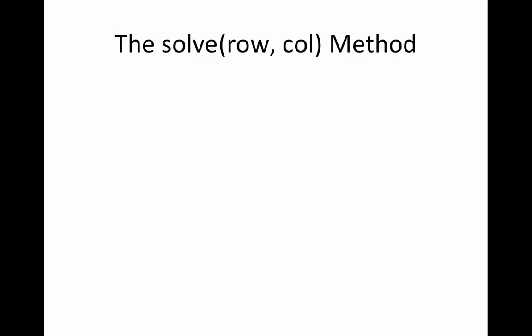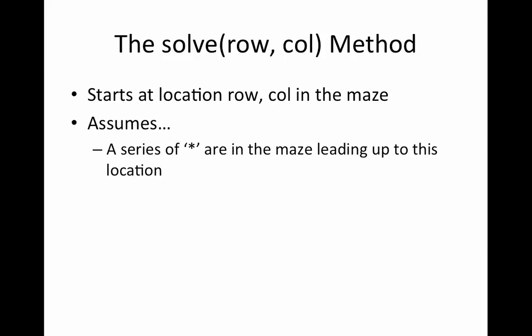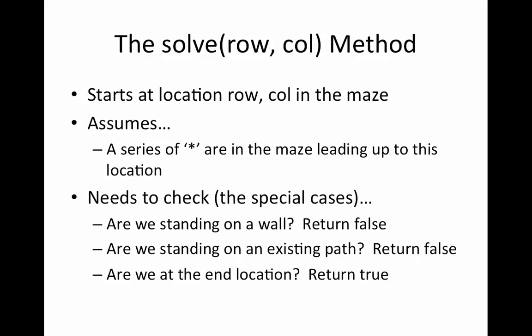Let's now delve into the actual interesting part, which is the recursive solve method. The solve method obviously will have to start from where the argument tells it, from the location row and column in the maze. Now, since someone has called solve with that particular row and column, the method is going to assume that a series of stars are in the maze already and are leading up to this location. So at least one of its neighbors will have a star.